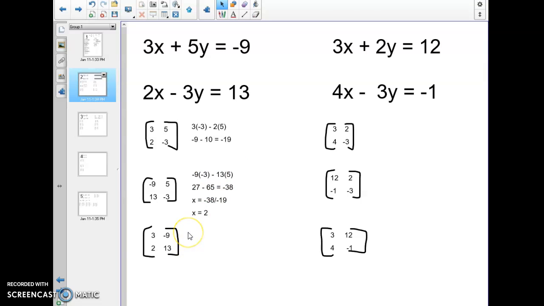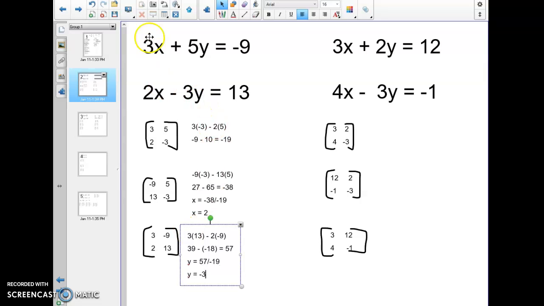Okay. And then here, 3 times 13 minus negative 2 times a negative 9. 39 minus a negative 18 equals 57. So y equals 57 divided by negative 19. Oops, 57, hopefully I can type it correctly. Divided by negative 19, and that equals negative 3.